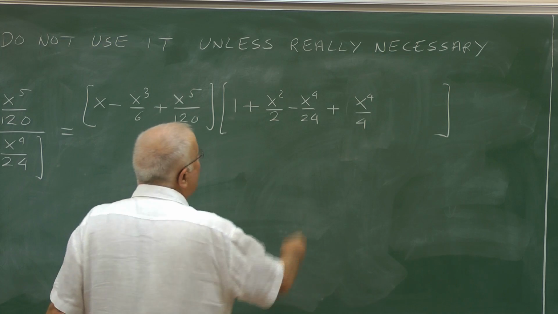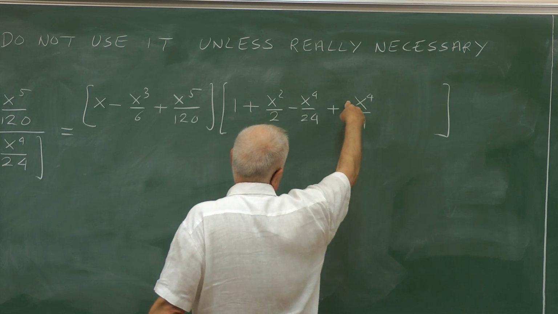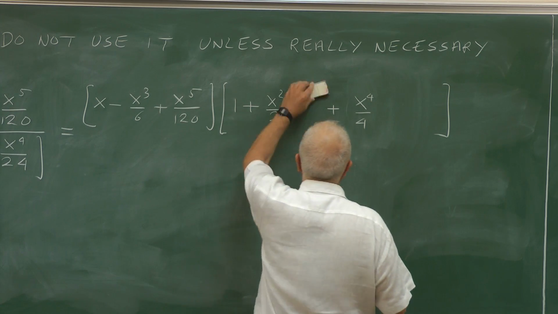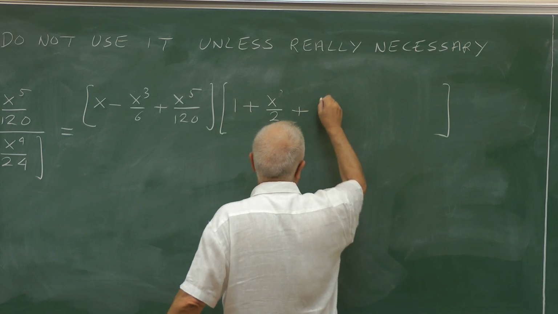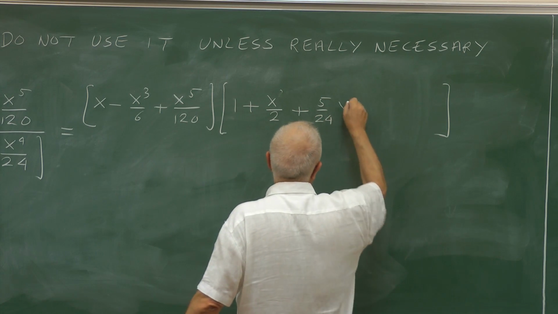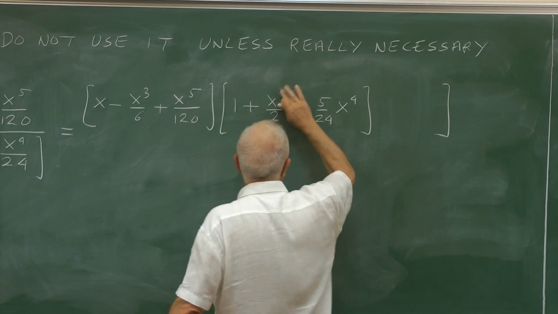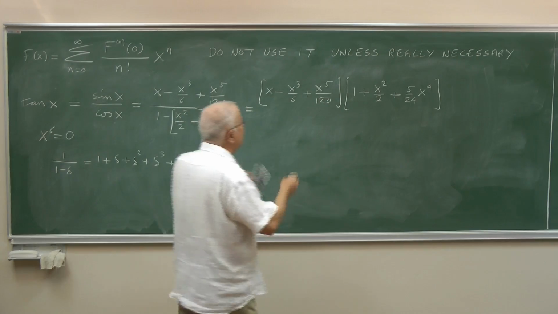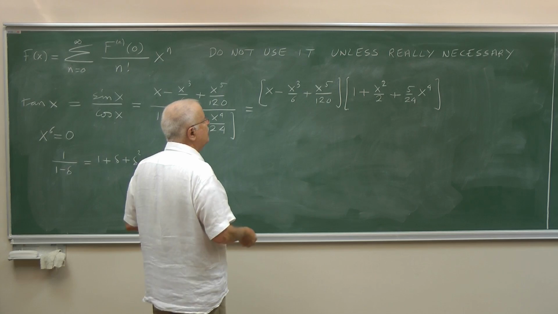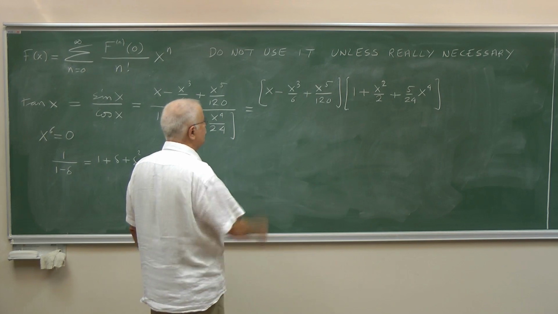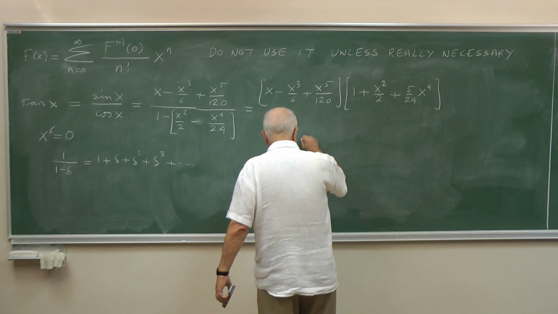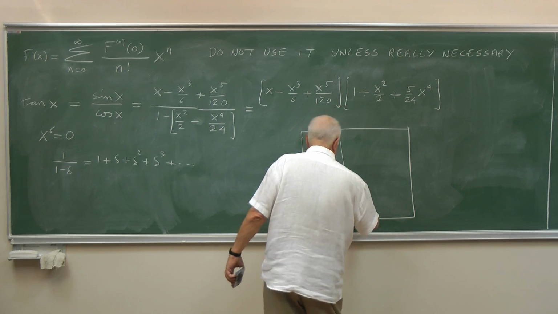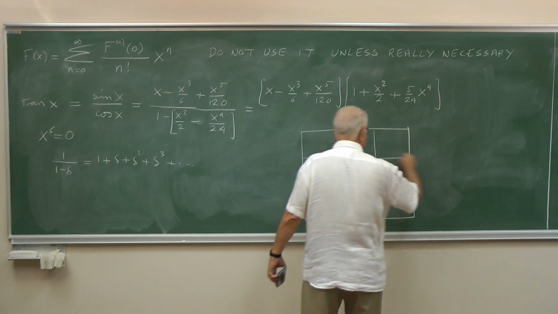Well, x to the 4 over 4, which is 6 divided by 24 minus 1. So this is plus 5 over 24 x to the 4th. We should do this. Well, we can do it long way. We will have 9 terms, 3 times 3. But let's have a more practical approach. Let's have a table like this.